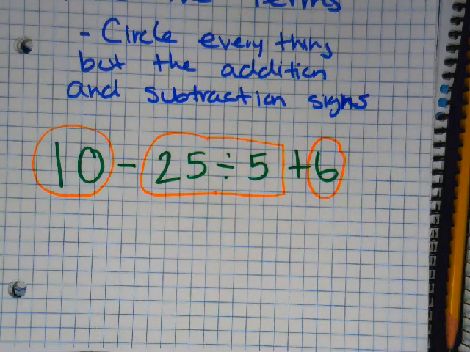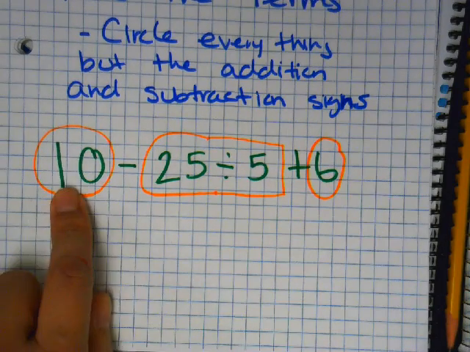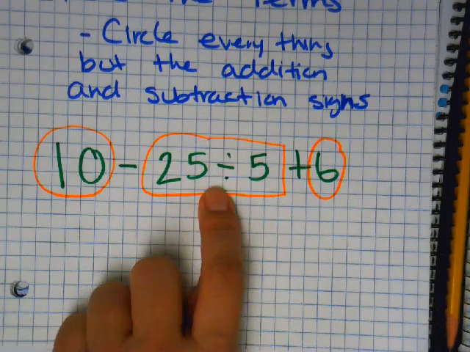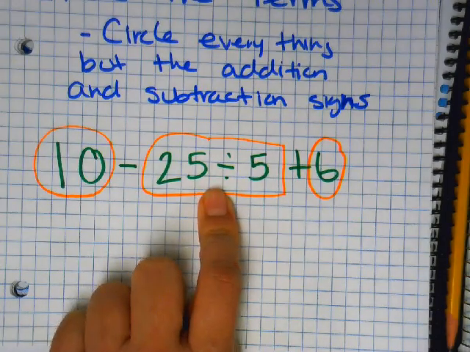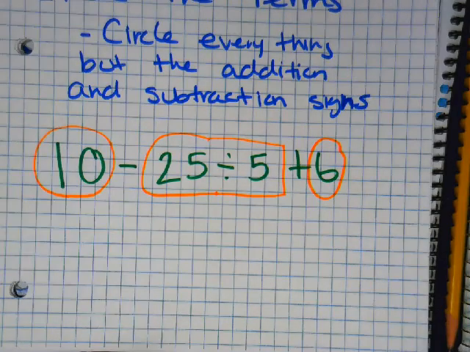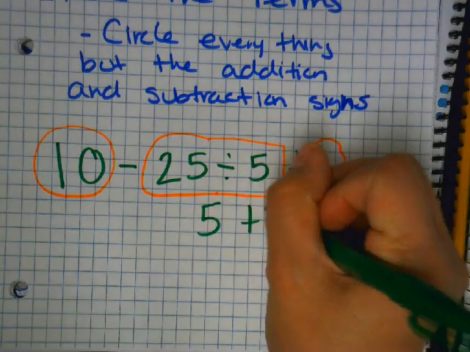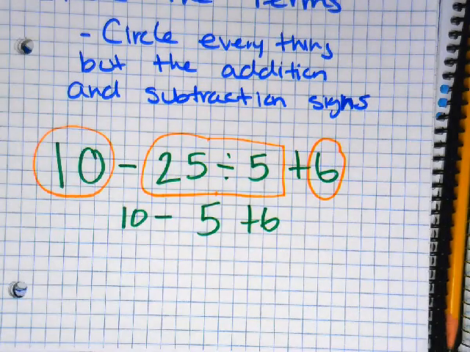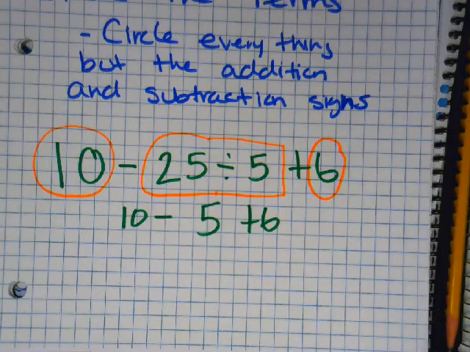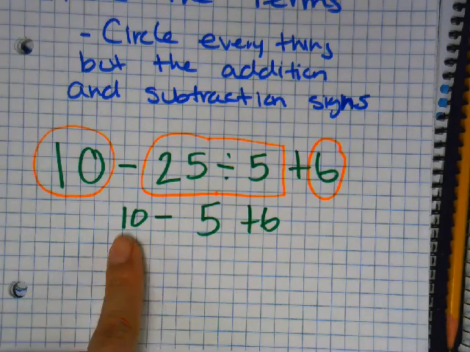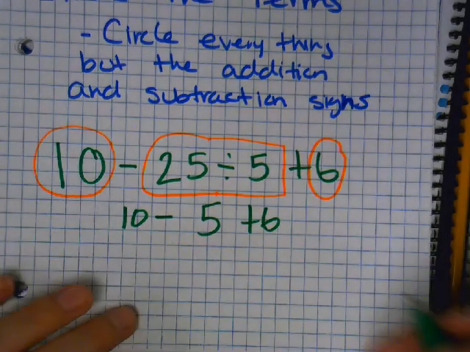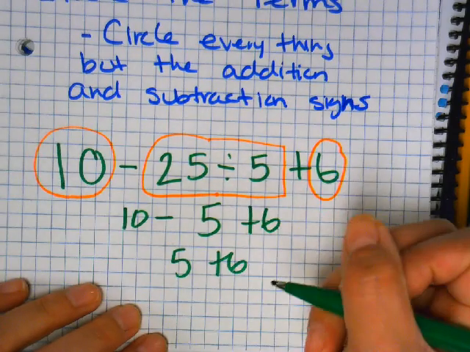Because we're learning about terms, it forces you to do order of operations. Is there anything I can do with the 10? No. Is there anything I can do with this term? Yes. What is 25 divided by 5? 5. So this gives you 5. It forces you to do multiplication and division first. Now what do we do? Subtract. Subtraction came first, Benjamin, so we're going to do it first. 10 minus 5. 5 plus 6 is 11.